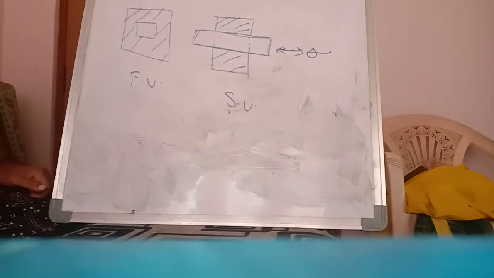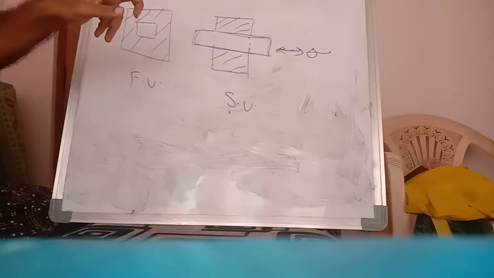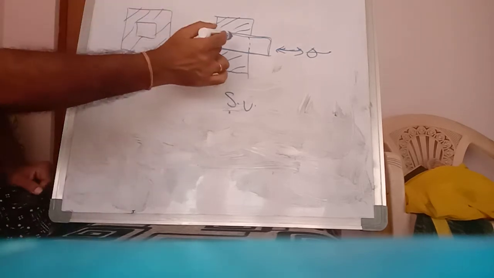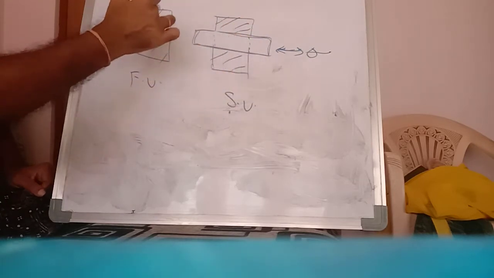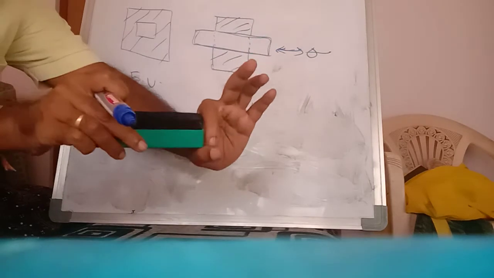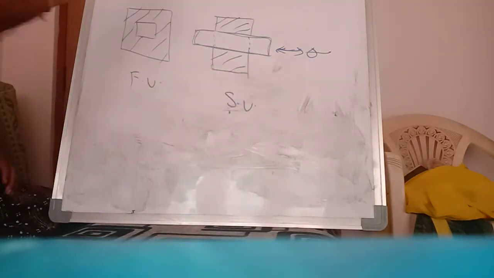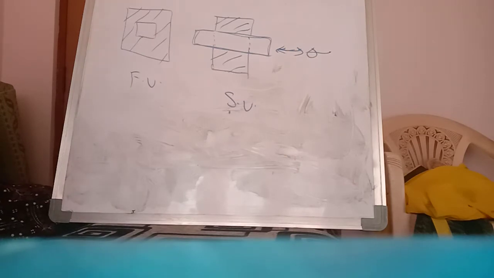The example for the completely constrained motion is a block which is moving in a square hole, or a square bar. This is the square bar which is moving in a square hole. If you take a square hole, the square bar moves in the square hole. This is the completely constrained motion.